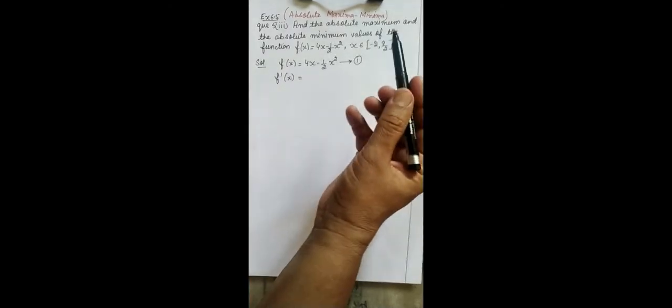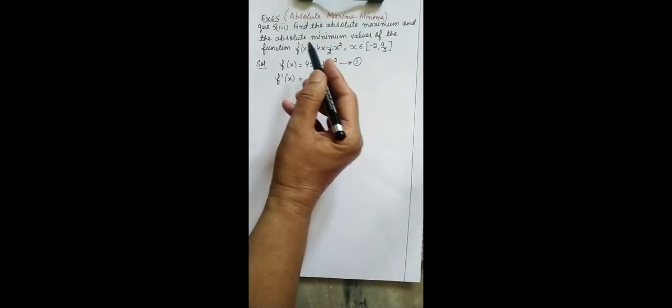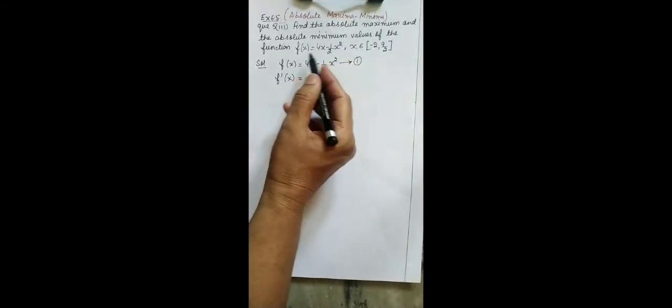Rule of finding the absolute maxima and absolute minima of a function. Now let us discuss one or two questions of absolute maxima and minima. So this is question number 5, the third part, exercise 6.5. The question is like this: we have to find the absolute maximum and absolute minimum values of the function f(x) = 4x - (1/2)x², where x belongs to [-2, 9/2].